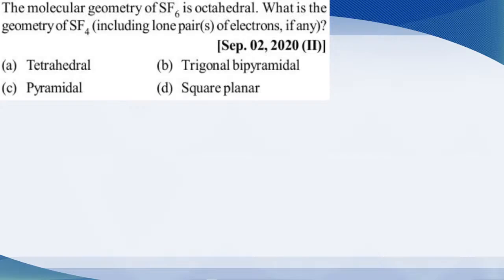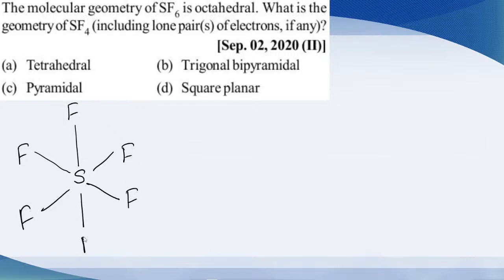Okay, so this is the first question. The molecular geometry of SF4 is octahedral. And what is the geometry of... see, SF6 is octahedral, right? So in SF6, these are the 6 fluorines in this way. So this is octahedral shape.